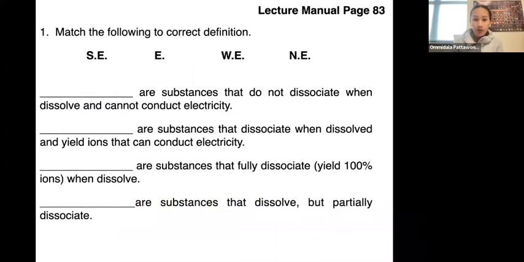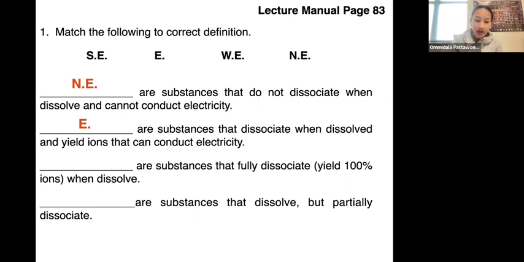Substances that dissolve in water can be categorized into two groups depending on whether they can conduct electricity or not. Non-electrolytes are substances that cannot conduct electricity when dissolved in water. The reason for that is because they do not dissociate to yield ions. On the other hand, electrolytes are substances that can conduct electricity. The reason for that is because when they dissolve in water, they dissociate to yield ions.